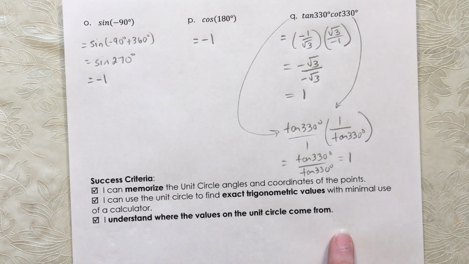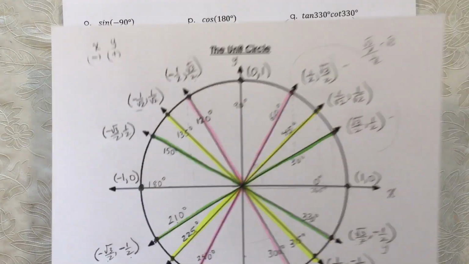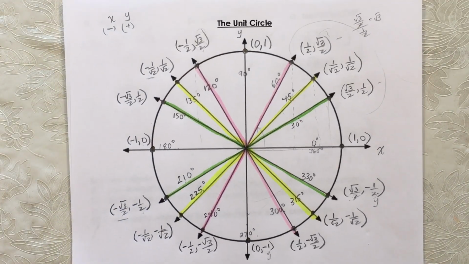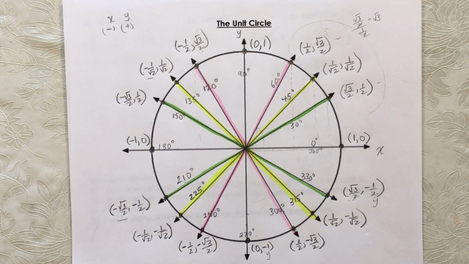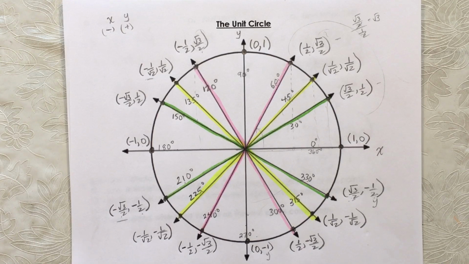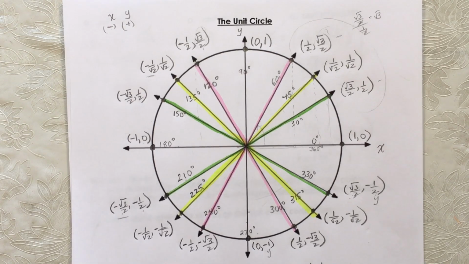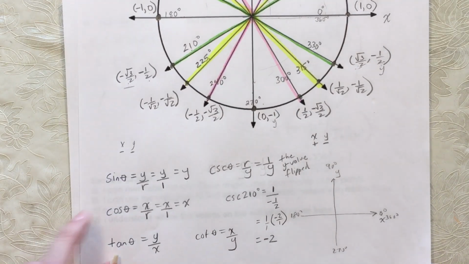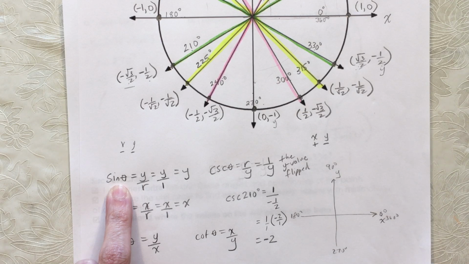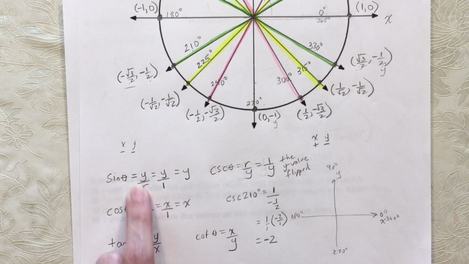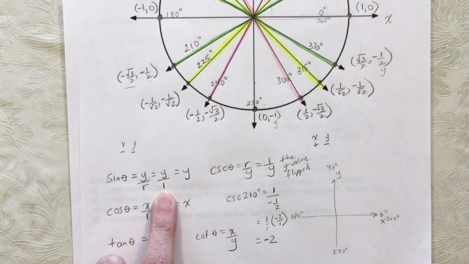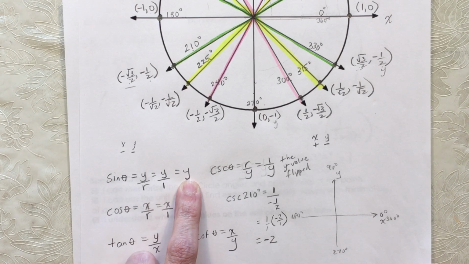And understanding where those values come from. So why is the unit circle the way it looks? We fit those special triangles into those slots, okay? And then also understanding why the sine of the angle is the y value. Well, it's because it's y over r, but r is 1, so sine turns out to be just the y value on the unit circle.